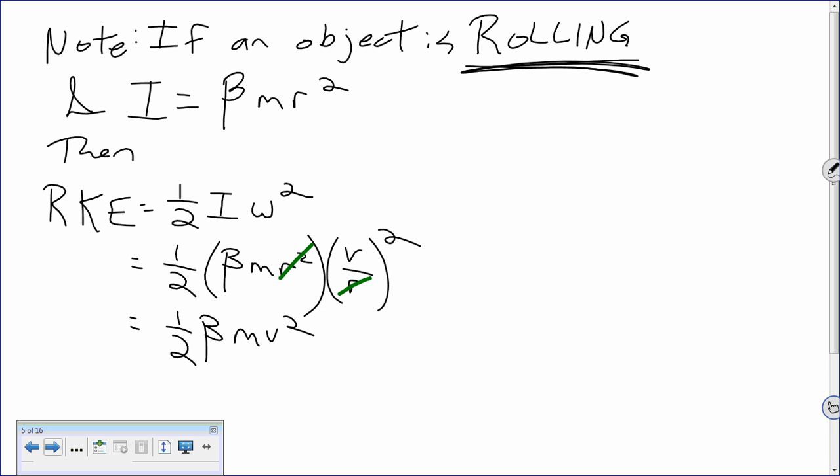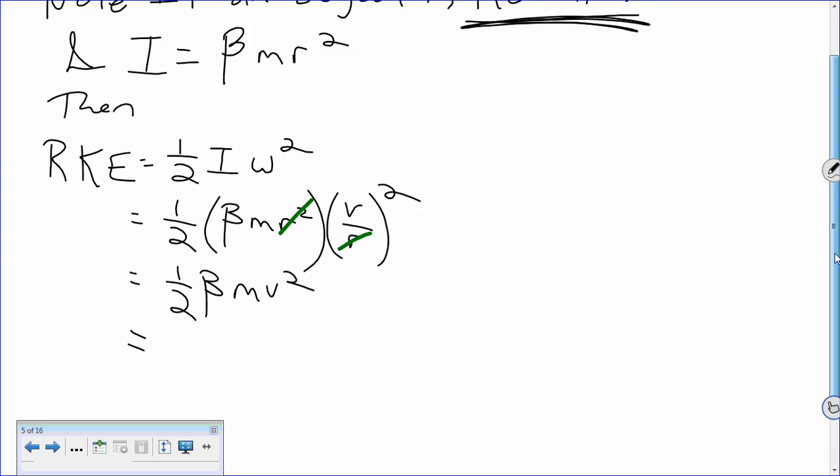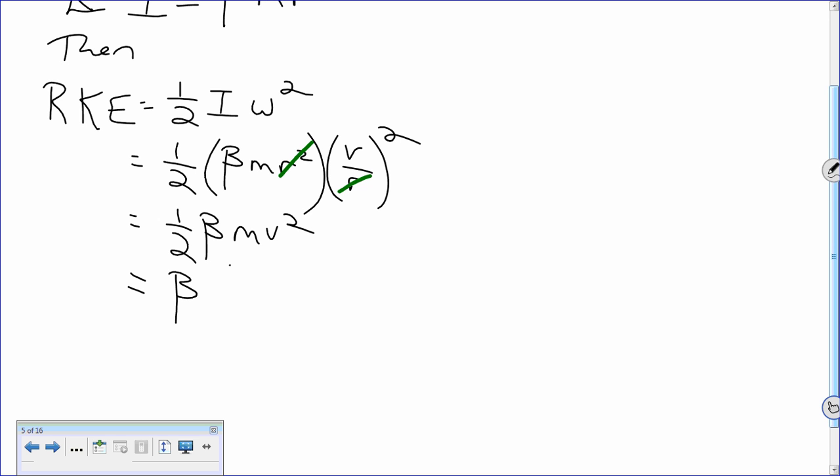All right, and then what's 1/2 m v squared, you guys? That's KE. 1/2 m v squared, that's KE. So this is beta times 1/2 m v squared, which to be honest, very often we'll leave it this way. But you could also write it as beta times KE.